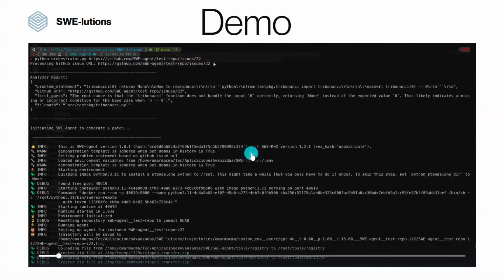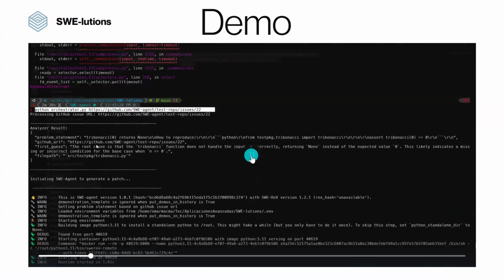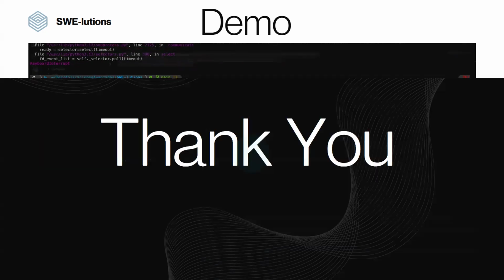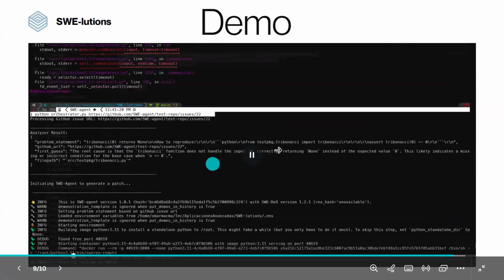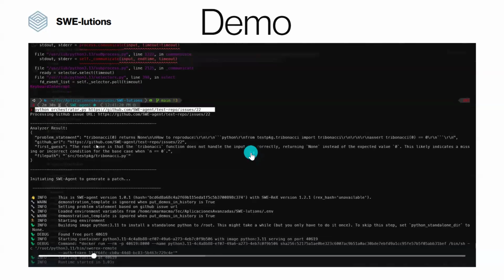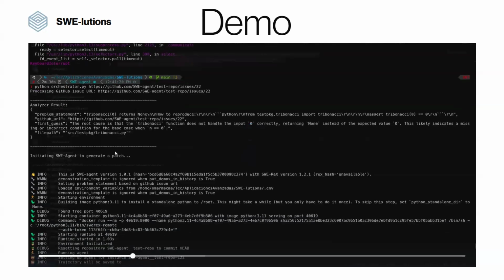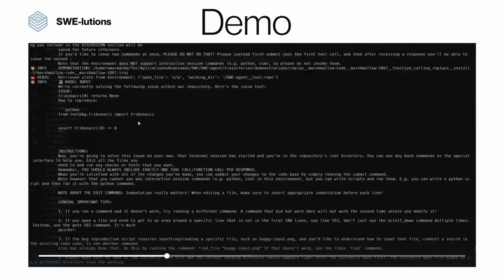So I'm going to explain a little bit about our demo. Basically, what happens first is we get our GitHub URL with the issue, and here's where our analyzer agent is going to start processing the issue through the URL, and here's our analyzer result. The JSON file with the problem statement, the GitHub URL, first guess, and file path.